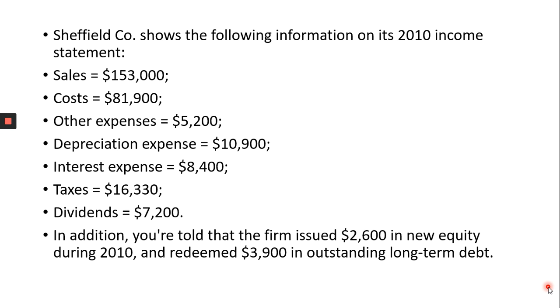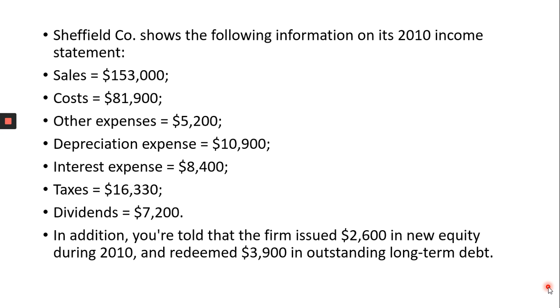So it means that the firm issued extra shares worth $2,600. So they issued new equity, and redeemed 3,900 means they paid off their long-term debt to the bank or whoever that is. They paid off their debt, 3,900.